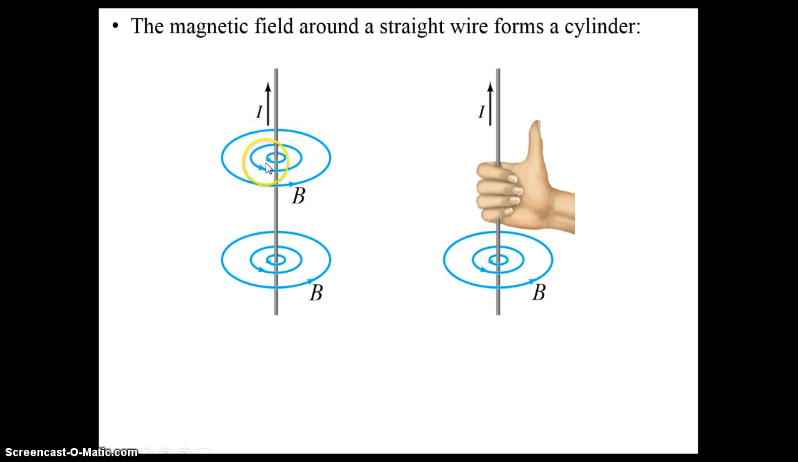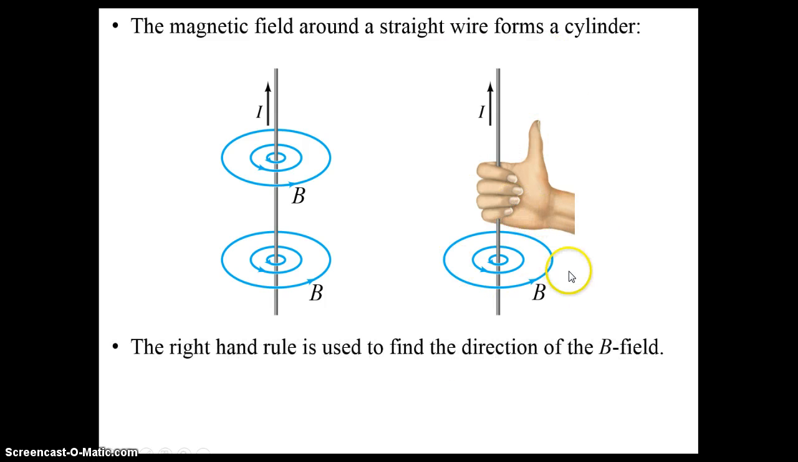I guess this is kind of counterclockwise, or the other way, clockwise. Which way do those lines point? Here's the way you figure it out. You use the right-hand rule. That's how we find the direction of the B field.